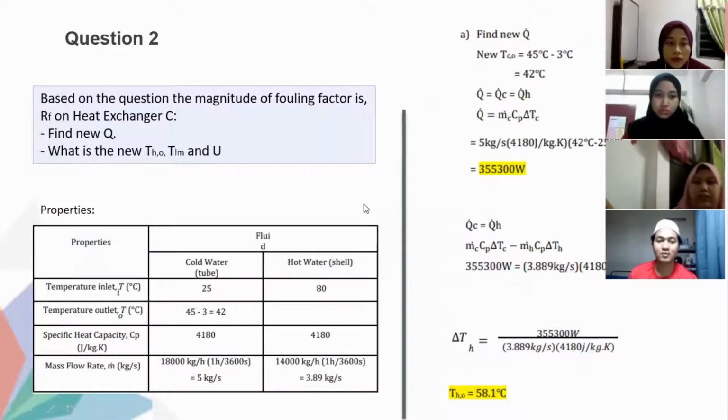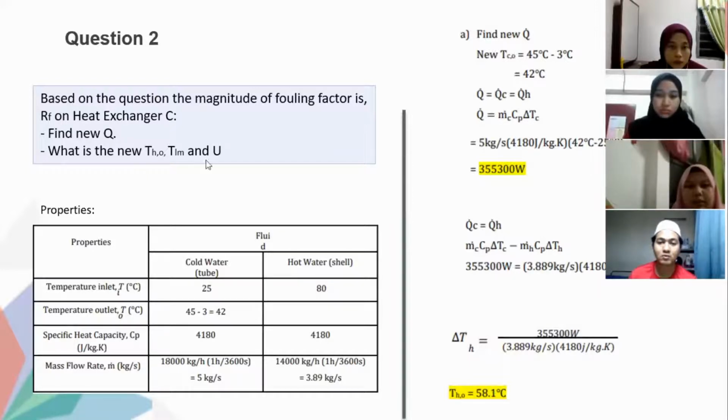Okay, thank you, Afiq. So next is question number 2. Based on the question, considering the magnitude of the fouling factor R_F on heat exchanger C, which is the third one, we need to find the new Q, heat transfer, and also the hot outlet temperature, the mean log temperature, and U, the overall heat transfer coefficient.